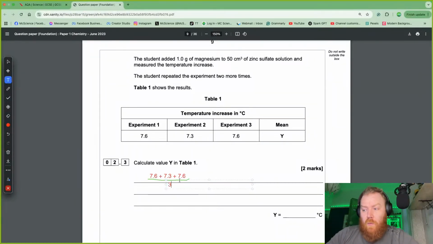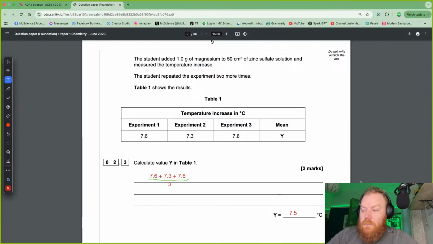7, 14, 21, 6, 12, 15. So 21 plus 1.5, 22.5. 22.5 divided by 3. Let me just use my calculator because I can't do that off the top of my head. 7.5. So with our answer, we would then say 7.5 down here in the box.